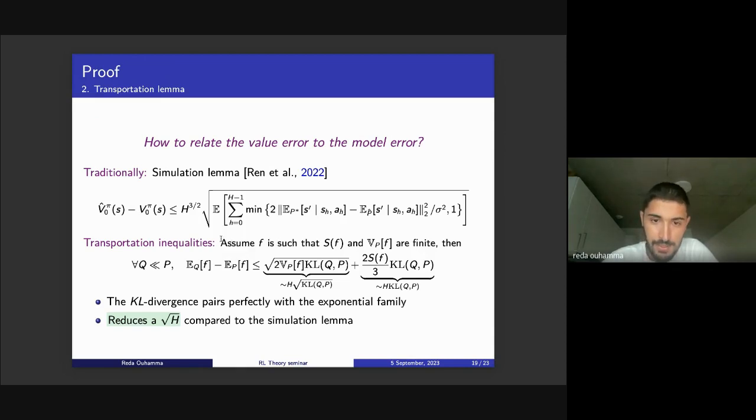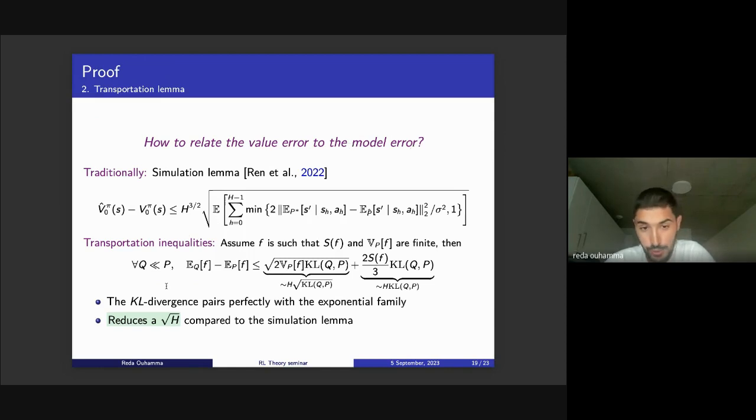And basically it says that if you have a function such that its span and its variance under this transition P are finite, then for every Q that is absolutely continuous with respect to P, we can have this type of inequality. Basically, this is the leading term, which is H square root of KL. And this KL can be directly compared to what we have inside, and H is smaller than H to 3 over 2. So this is a nicer way of relating the value error to the model error.